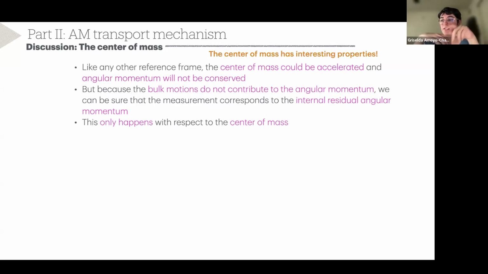A few points to discuss here. We are measuring the angular momentum with respect to the center of mass. As with any other reference frame, the center of mass could be accelerated, and the angular momentum will not be conserved if we measure with respect to a point that is accelerated. But if we measure the angular momentum with respect to the center of mass, we can be sure that the measurement corresponds to the internal angular momentum. You are not taking into account the angular momentum that comes from the bulk motion, the clump movement as a whole. And this only happens if you measure with respect to the center of mass.